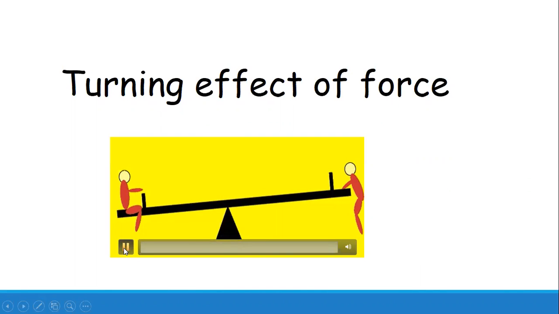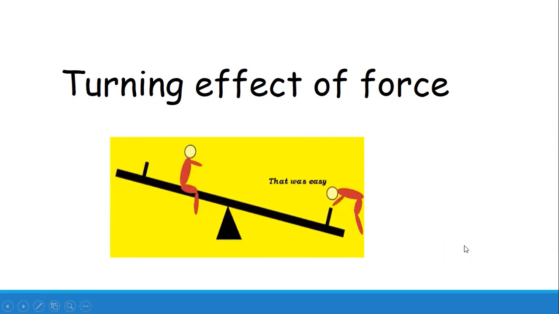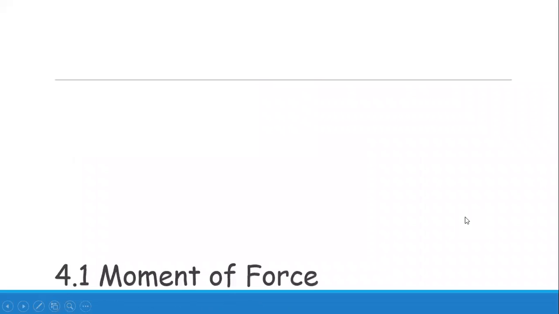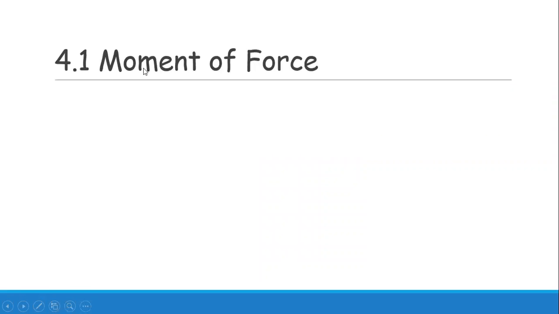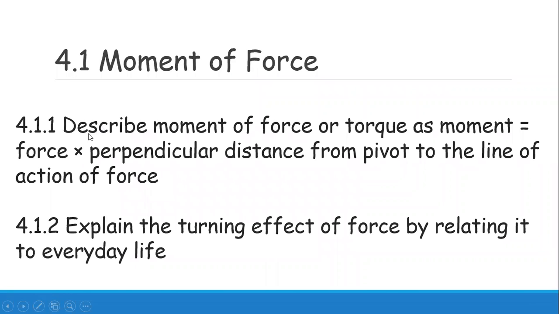Today we are going to start our new chapter, the turning effect of force. This is the most common example of the turning effect of force, that is the seesaw. Let's see what we are going to discuss first in this segment. First we are going to discuss moment of force. The moment of force is defined as the product of force and the perpendicular distance from the pivot to the line of action of force. So there are many things we are going to discuss.